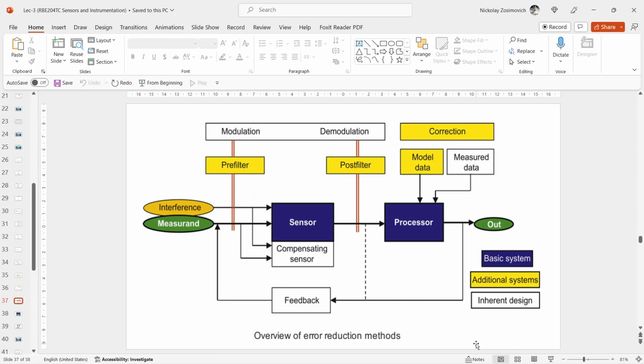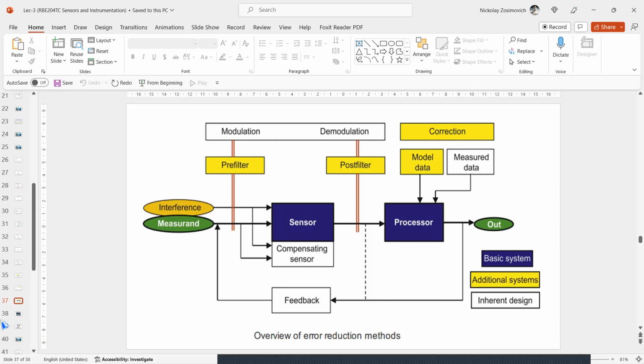When the sensor is not of the modulating type, the same effect is obtained by just rotating the sensor. Since this mechanical flipping requires some moving mechanism, the method is restricted to low frequency applications. All error reduction methods discussed in our lecture are illustrated schematically in this slide.